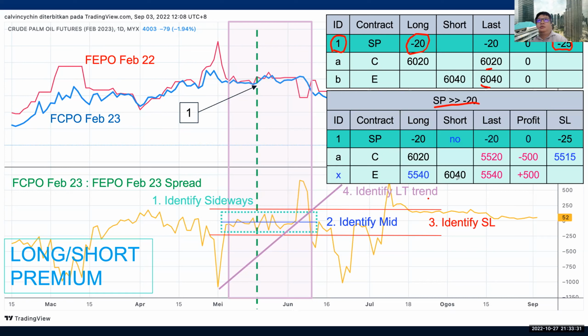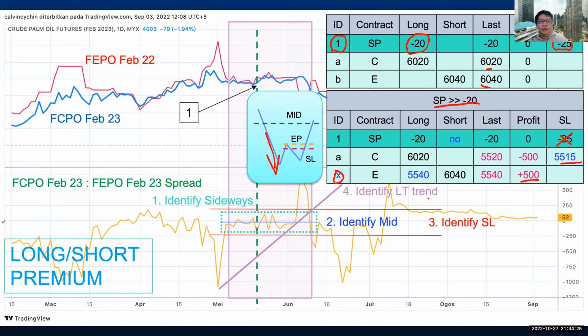At this time, the spread, the leg, the outright go down, but the spread maintains minus 20. So we see a profit for our short position, which is on the FEPO side. So we will close it and take this profit, and then we put in a stop loss there for the leg one. And this one has no more stop loss already because it becomes an outright trade.